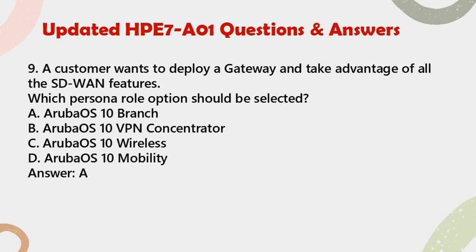9. A customer wants to deploy a gateway and take advantage of all the SD-WAN features. Which persona role option should be selected? A. Aruba OS 10 branch. B. Aruba OS 10 VPN concentrator. C. Aruba OS 10 wireless. D. Aruba OS 10 mobility. Answer: A.